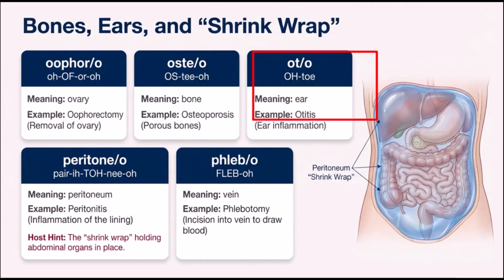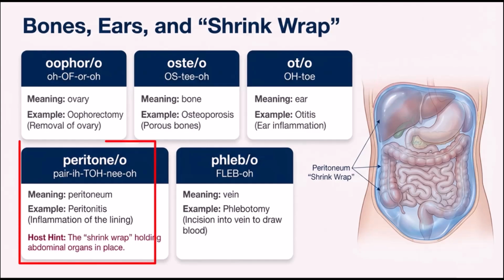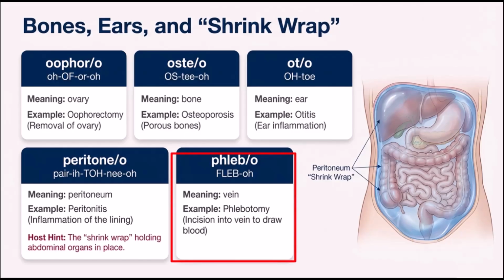Pelvo. Hip area. So the adjective is pelvic. Pertaining to the pelvis. Peritoneum. The peritoneum. That's the membrane that lines the entire abdominal cavity. It wraps the organs. And peritonitis would be an inflammation of that lining, maybe from a burst appendix. A classic cause. Phlebo. Vein. So a person who draws blood is a phlebotomist. Because they perform a phlebotomy, an incision into a vein.